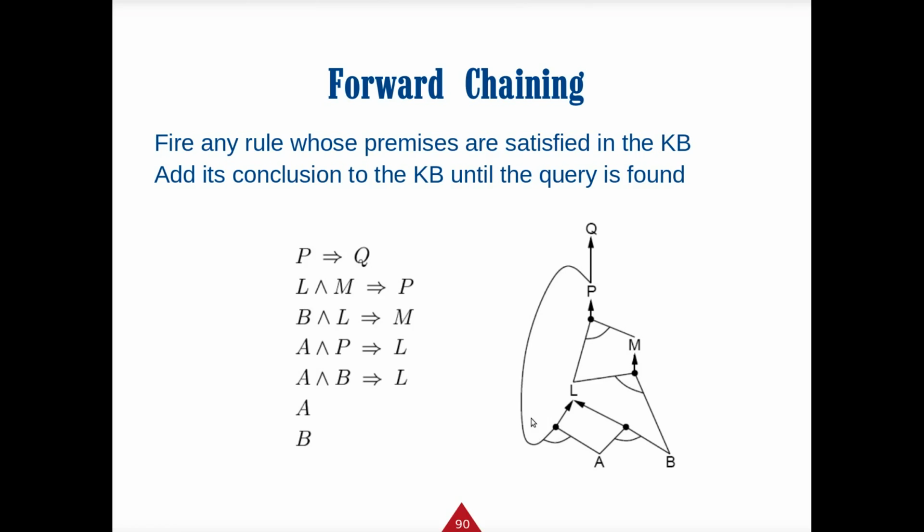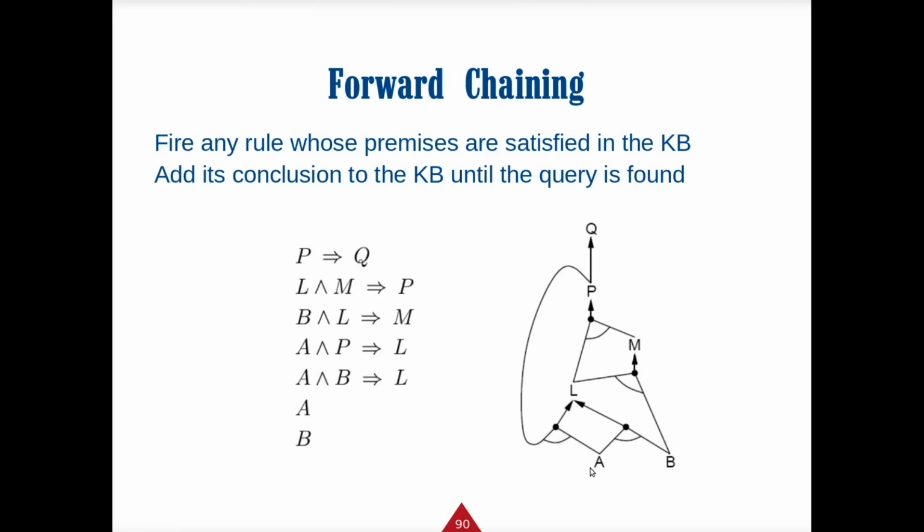An example of forward chaining: we have this knowledge base, and it's defined by this tree. You can see here P implies Q, so that's that arrow here. L and M imply P, and we have L implies P. See where the arrows are going. M implies P. We have B and L imply M, so you can see this direction is going this way. A implies A and P, so it goes this way. A and P implies L, so that arrow goes this way.